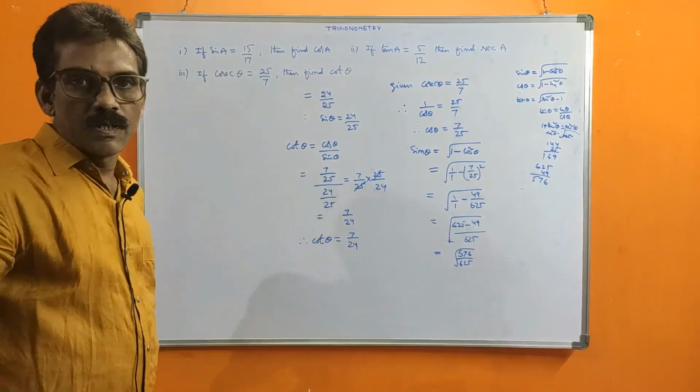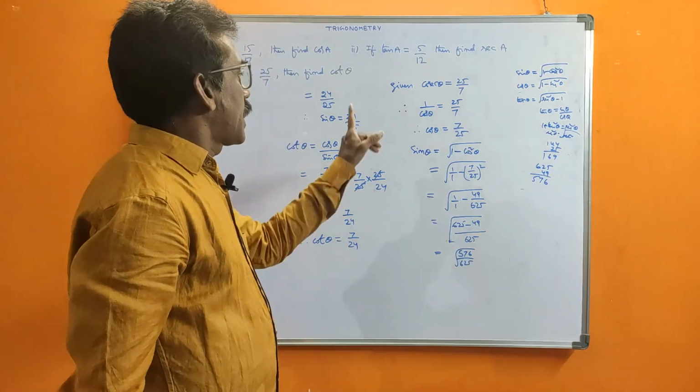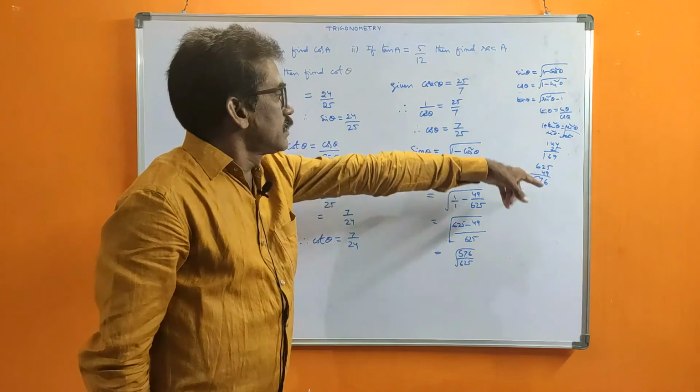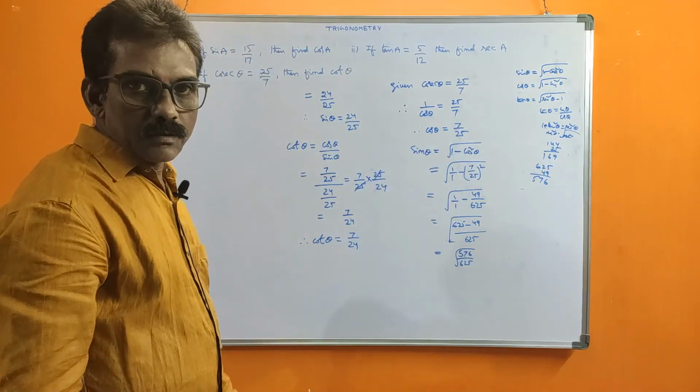Okay. In this way we can calculate without Pythagoras theorem and without drawing the right angle triangle also. By using those formulas directly also we can calculate.